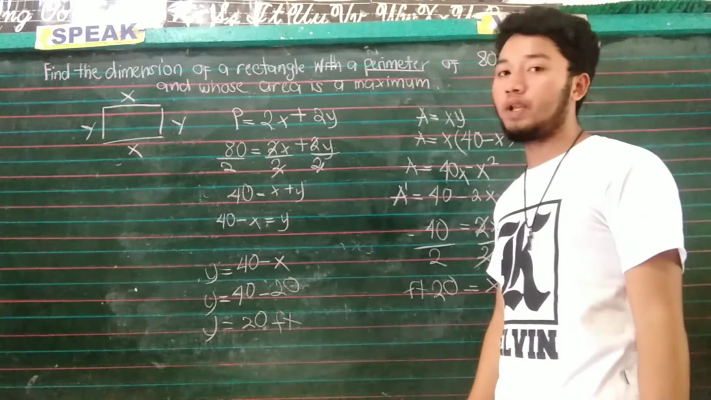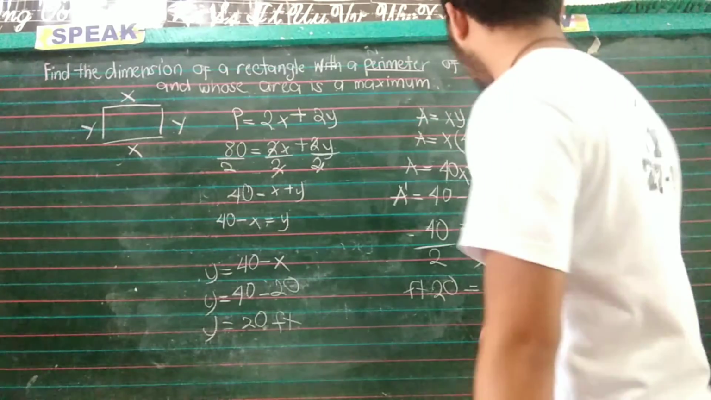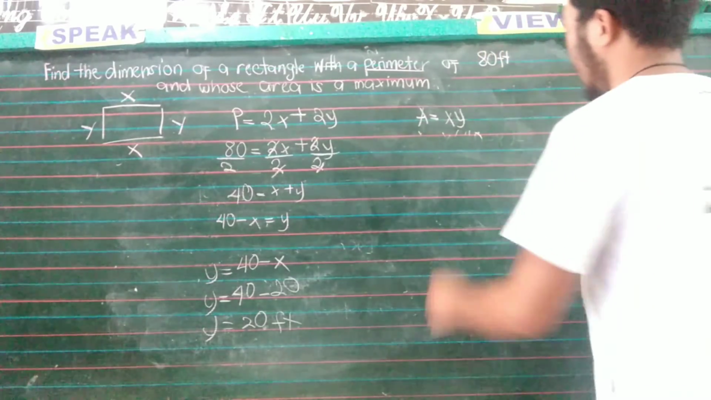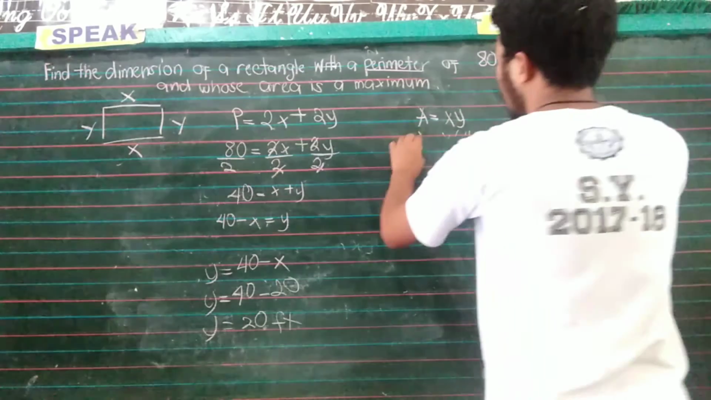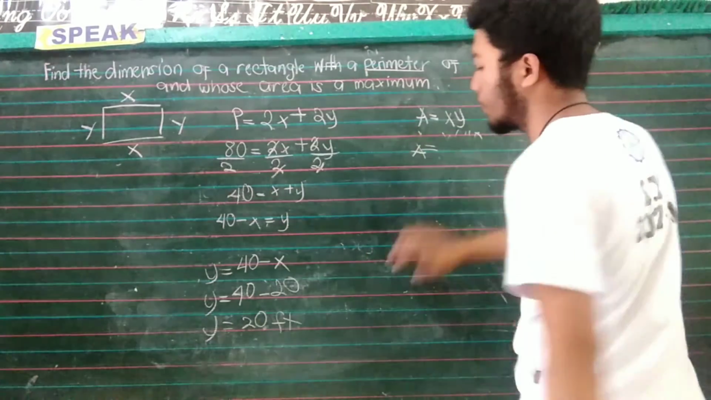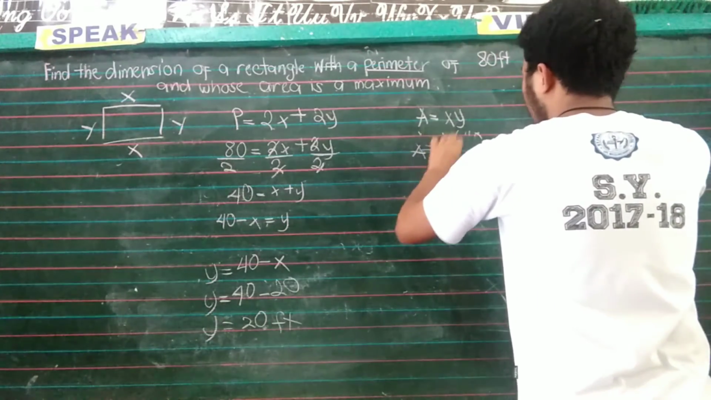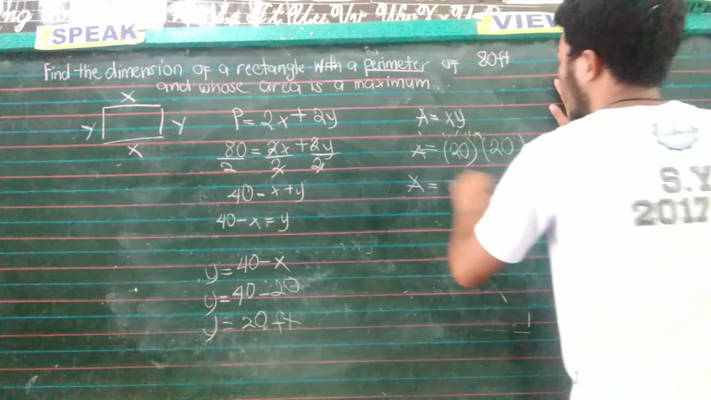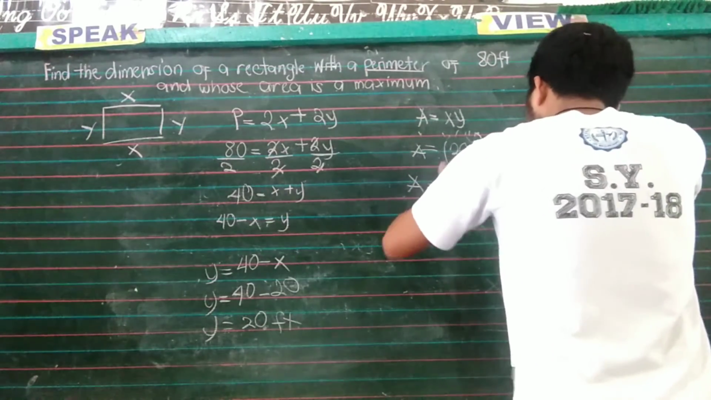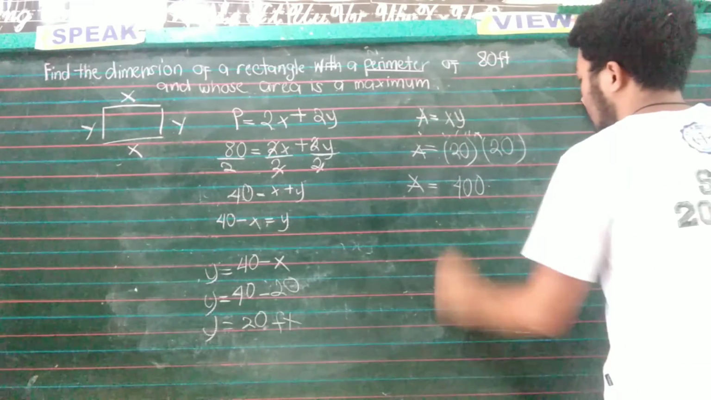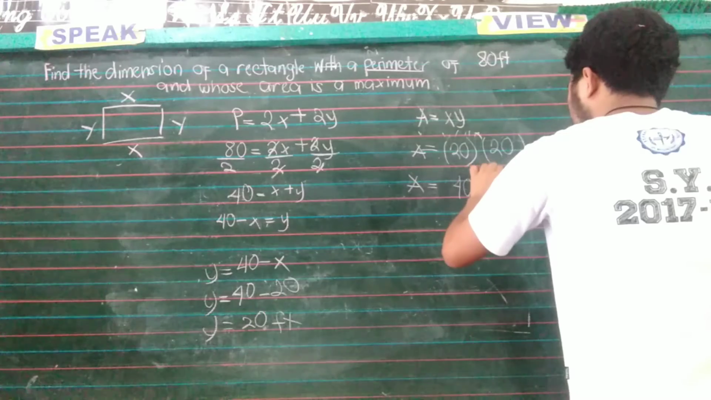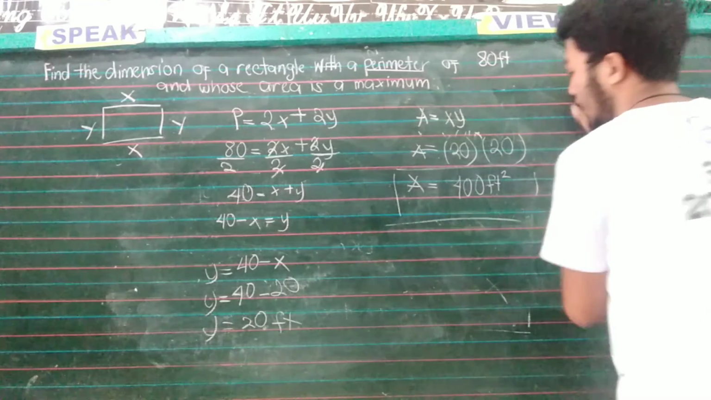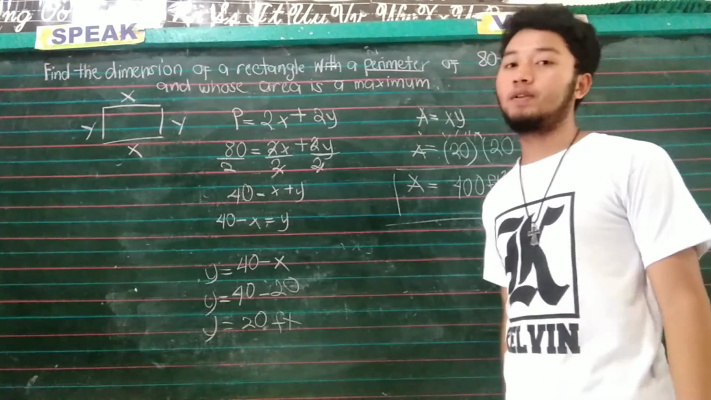But we can also solve for the area. To solve for the area, the formula is still A is equal to xy. To find the area, the value of x here is 20, and the value of y here is 20, which is equal to 400. The unit for the area here is square feet. So these are the answers for this equation.